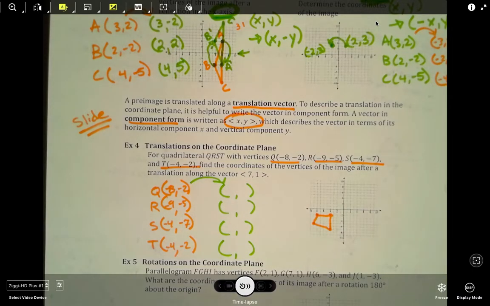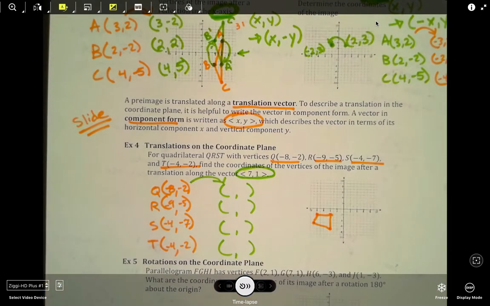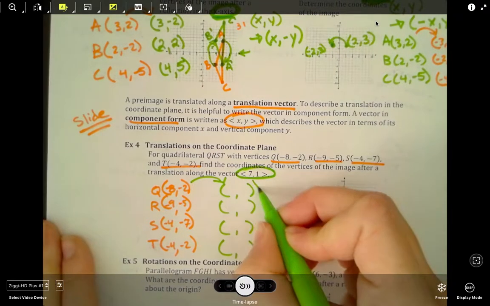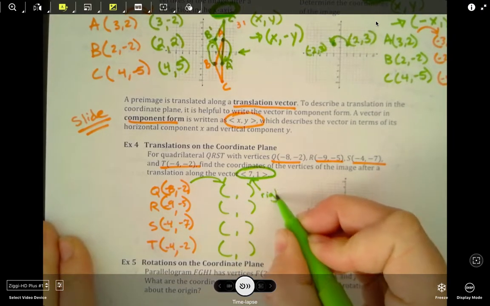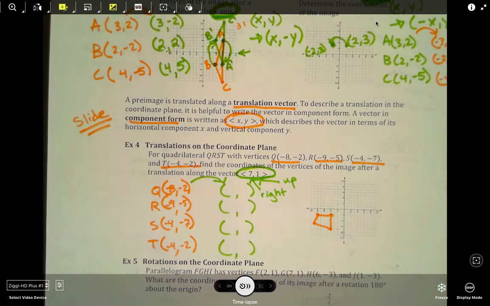Okay. The translation vector, if you read from up at the top, is (7, 1). What does that mean, (7, 1)? 7 to the right, because 7 is positive, and 1 to the up direction. Okay? Because they're positive, right and up is what those are. If it was negative 7, it would be to the left. And if it's negative 1, it would be down.